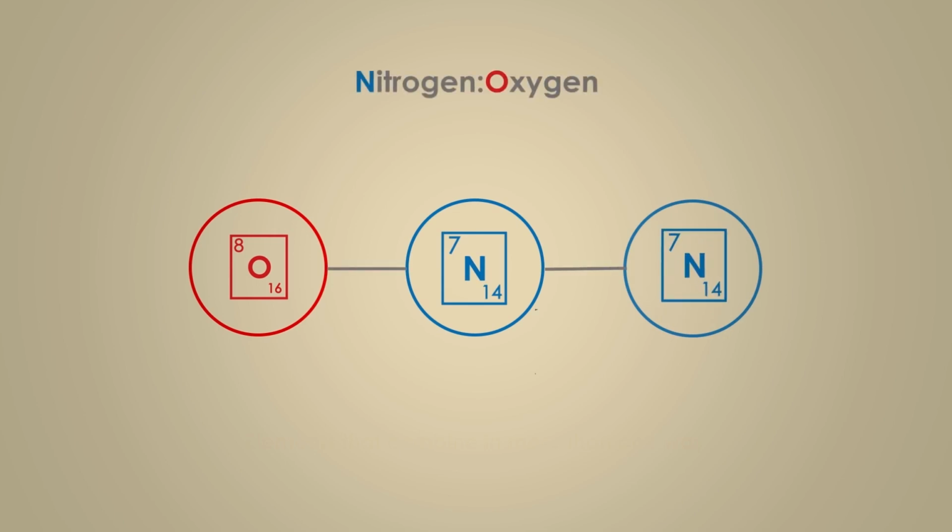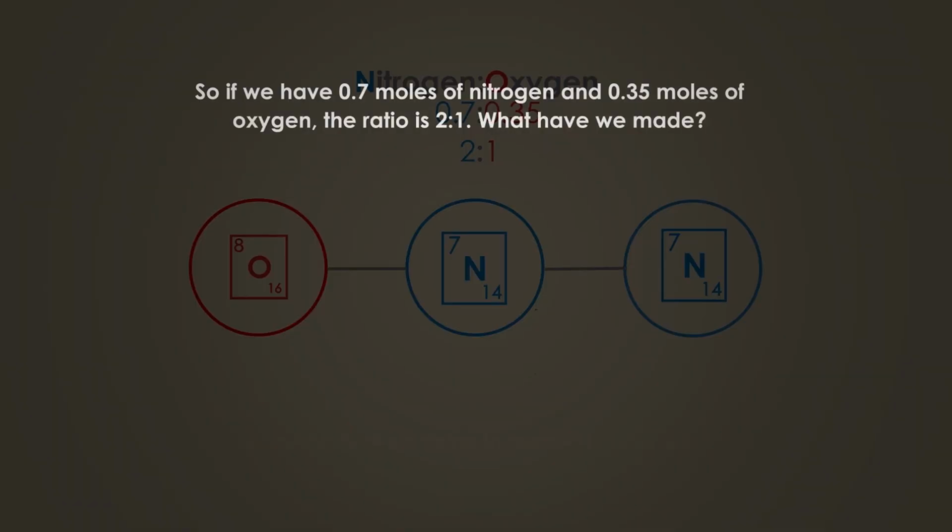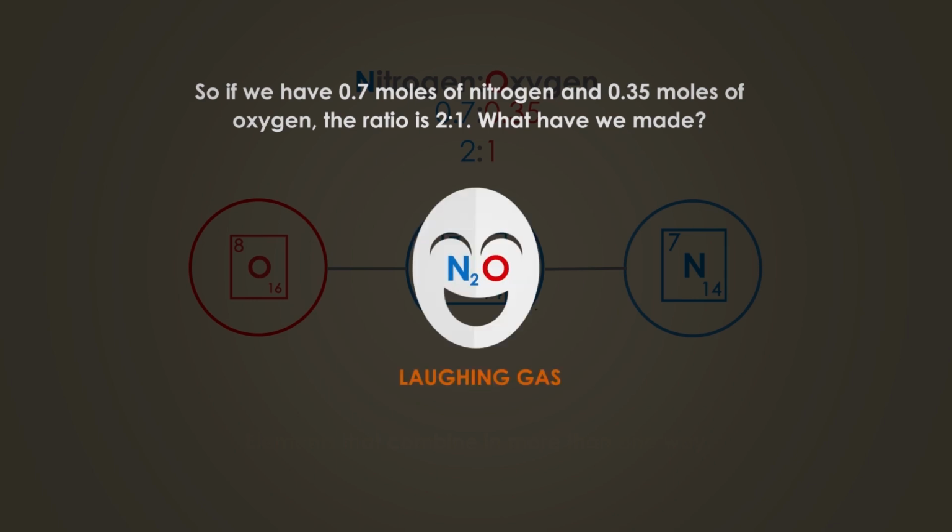So, if we have 0.7 moles of nitrogen and 0.35 moles of oxygen, the ratio is 2 to 1. What have we made? Yes, we've made laughing gas. You can now go on to do chemical tests for laughing gas and see if your assumption is correct.